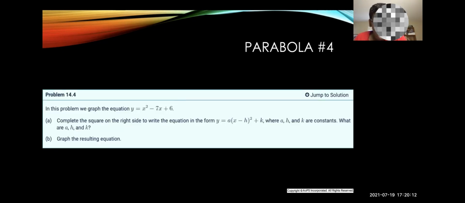So now here is another problem where you just have to graph this equation, but the trick here is that you have to complete the square on the right side so you're able to write it in this form again. So this might take you time, but since it's only one equation, I'll give you guys 6 minutes to try to do this problem, and then I'll explain it.